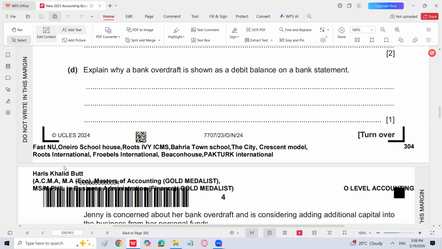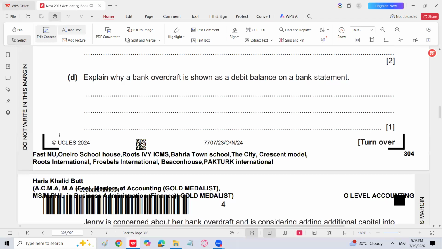Explain why a bank overdraft is shown as a debit balance on a bank statement. Why? Because it is an asset for the bank. Bank has to receive that amount from the account holder. It's a receivable for the bank. So that's why bank overdraft will always come on the debit side of the bank statement balance.